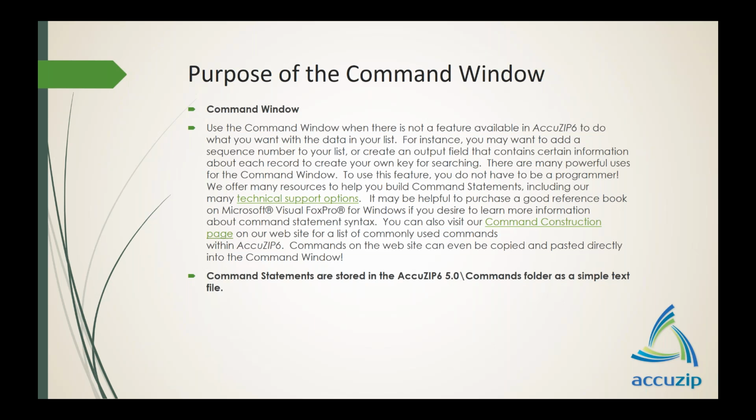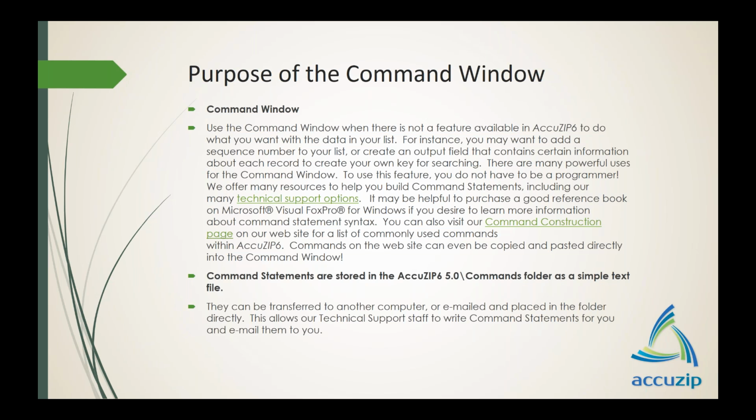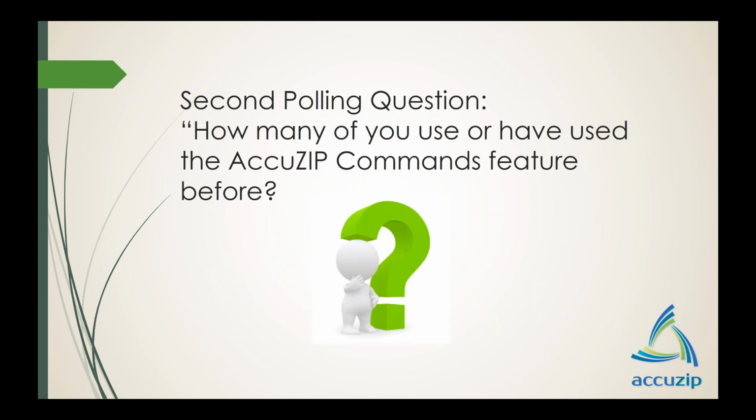Now the commands in AccuZip are actually stored in the AccuZip 6 5.0 commands folder. And these are just simple text files. There's nothing special about these command documents. They can be transferred to another computer. We can email you commands, you can place them in that folder, or you can create new commands and just copy and paste the text right into the command window in AccuZip. So they're very easy to run and transfer from machine to machine.